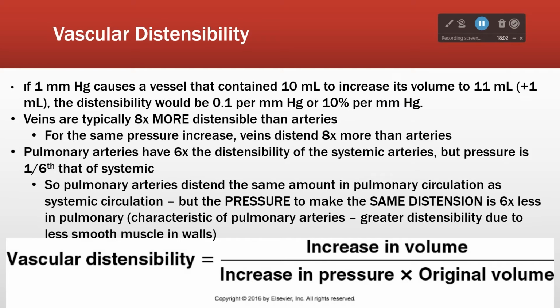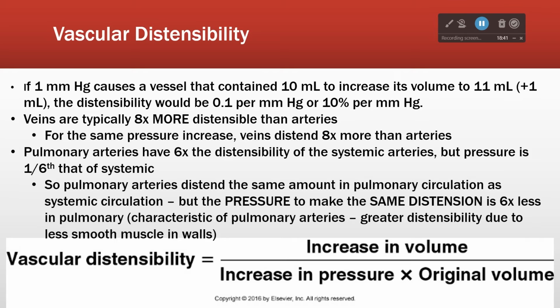All right, so if we look at a vessel, if a 1 millimeter of mercury pressure change causes an increase in volume of +1 in a 10 milliliter vessel, then we would describe the distensibility as 10% per millimeter of mercury. In other words, that vessel gets 10% bigger for every 1 millimeter of mercury pressure increase. Okay, so what we're describing here is how easy is it to make that vessel bigger? How much pressure does it take to make that vessel bigger?